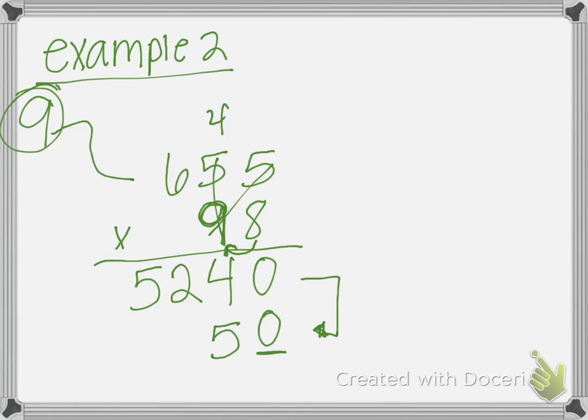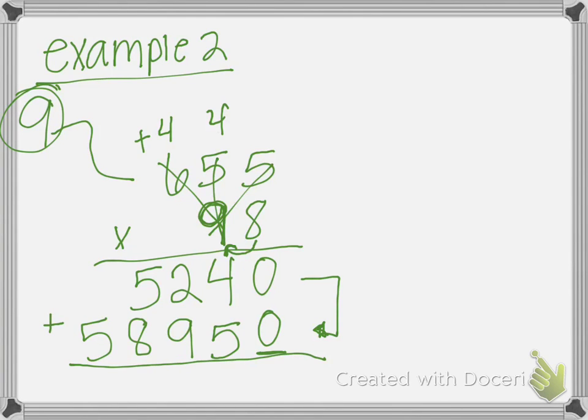9 times 5 again is 45, plus 4 gives me 49. Drop my 9, carry my 4. 9 times 6 is 54, plus 4 would give me 58. And now I'm going to add them up to see if I did this correctly.